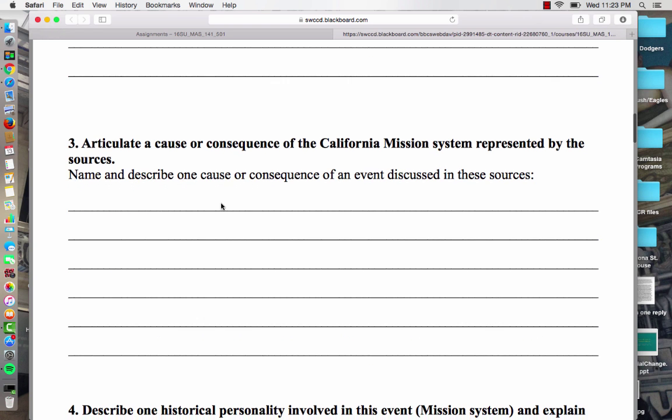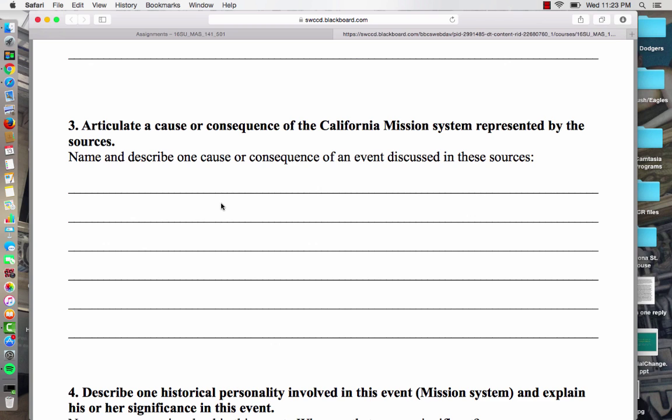So part 3 is articulate a cause or consequence of the mission system represented by the sources. In other words, what was a cause, that is, what led to the development of the California mission system, or what was a consequence or result of the California mission system. So in other words, the four sources that I showed you, you look at those.